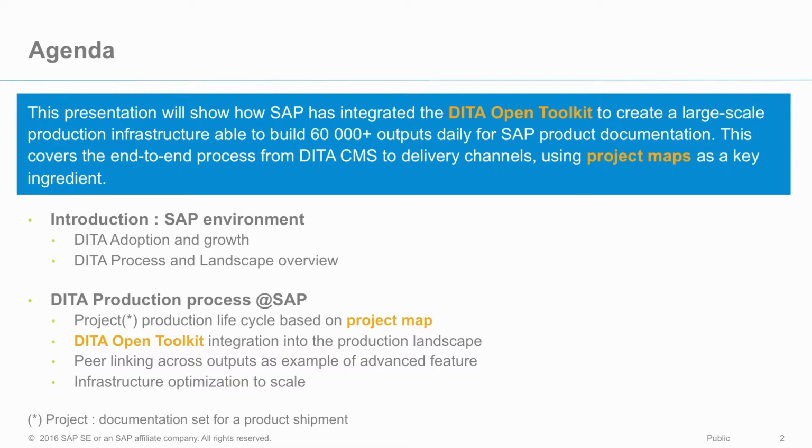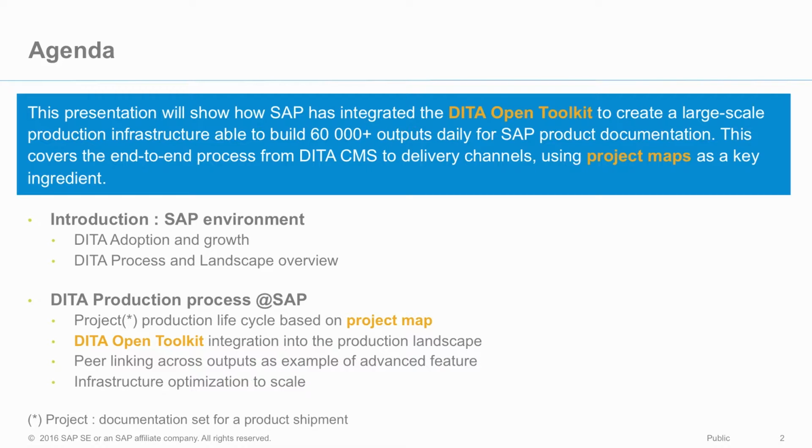So the agenda today is to give a little bit of context about what we have in terms of environment within the DITA, in terms of adoption, growth, and also the process and the landscape we have implemented for that. And then we'll deep dive a bit on the production process. So first of all, I will introduce the concept of project map we have implemented to manage our project production lifecycle, and then talk about how we integrate DITA Open Toolkit into our production landscape.